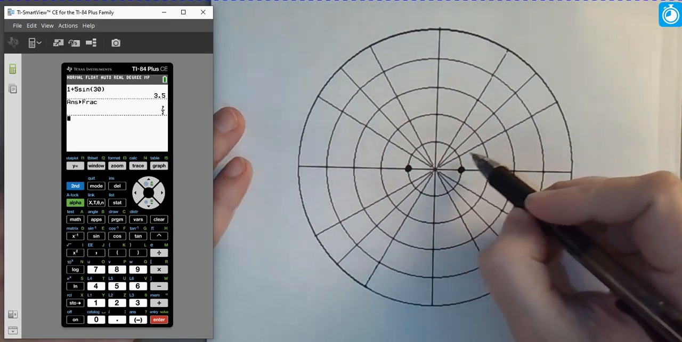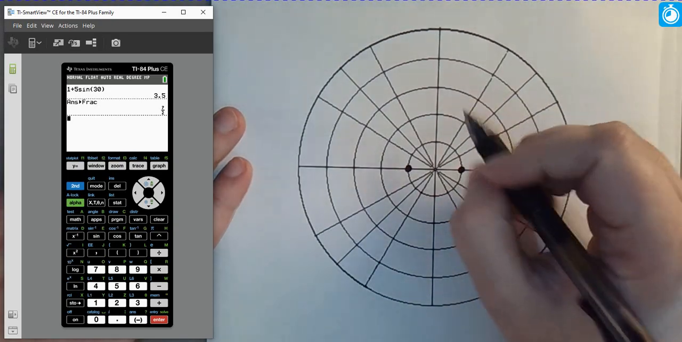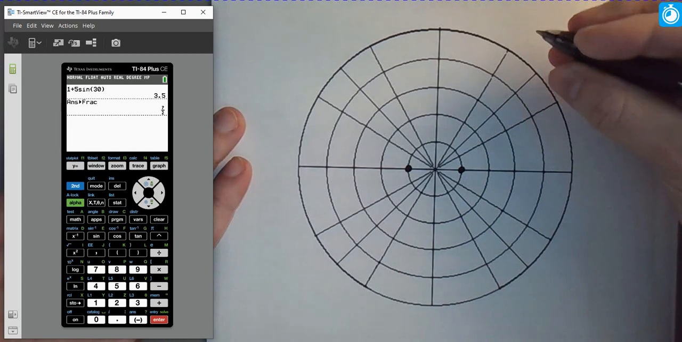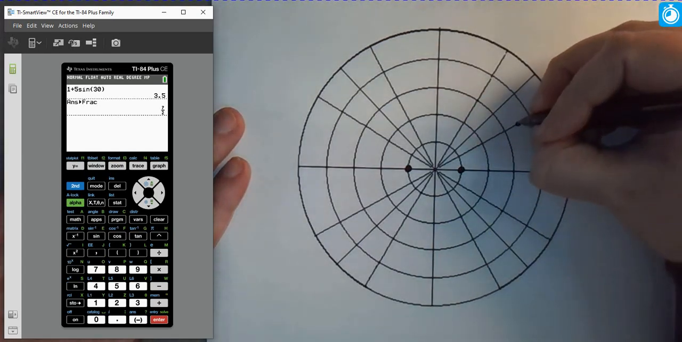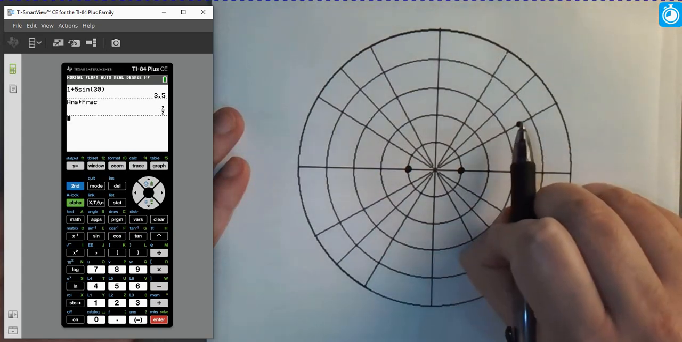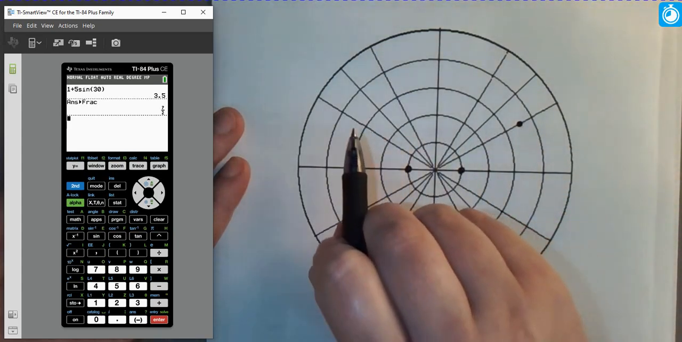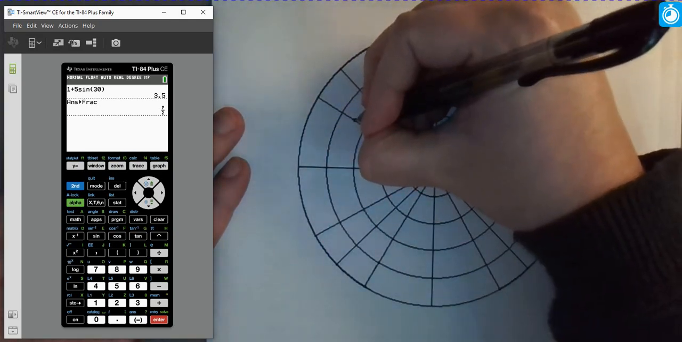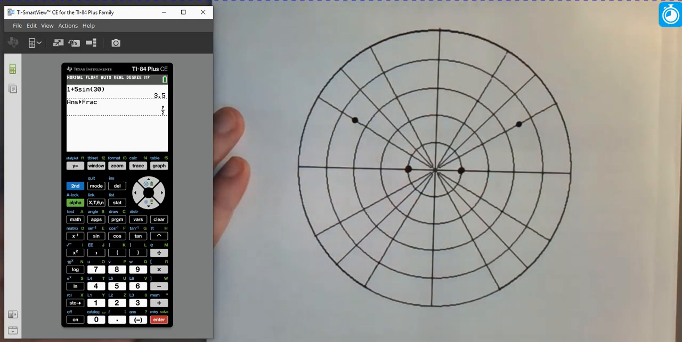So at pi over 6 radians, we are at 1, 2, 3, 3.5. So exactly halfway between the third and the fourth ring. Now again, if we use symmetry, that means this point on the right has to be matched by a point on the left that's also at 3.5. So we have this point here as well.